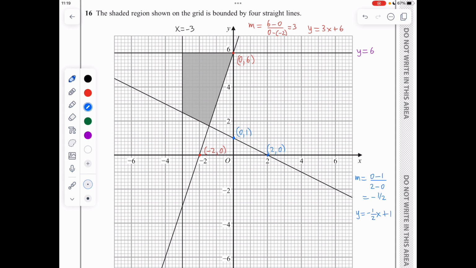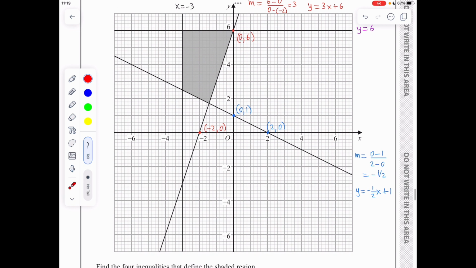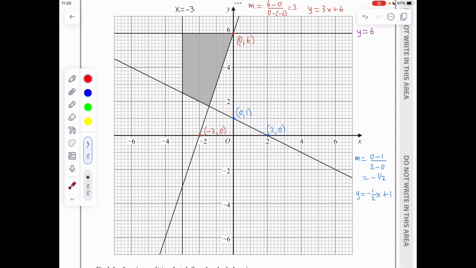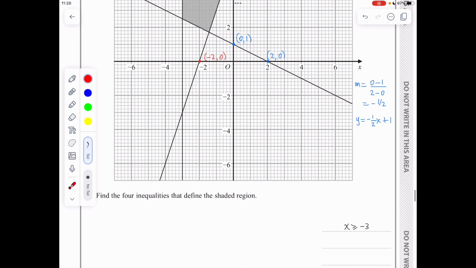And now that I have determined the equations of the boundaries, the equations of the straight lines, I can proceed into forming inequalities that will describe the shaded region here. First of all, we want to be to the right of x is -3. So we want x to be greater than or equal to -3. We also need to be below the line with equation y is 6. So we want y to be less than or equal to 6.